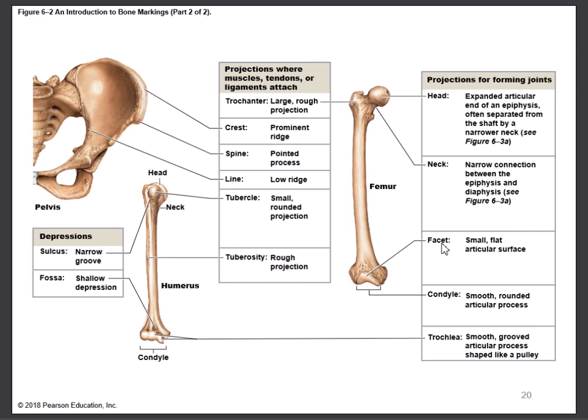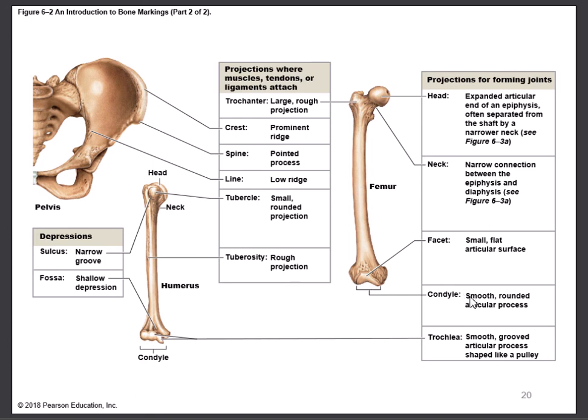A facet, if you just want to highlight on your notes, is a flat surface. Typically, facets are flat surfaces of a joint. So we have facets we'll see on the vertebrae, and we'll have facets on the femur right here. This is where your patella bone actually will sit. There's a kind of flat surface right over here.